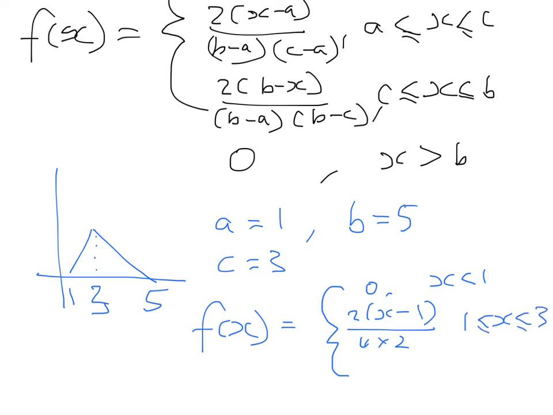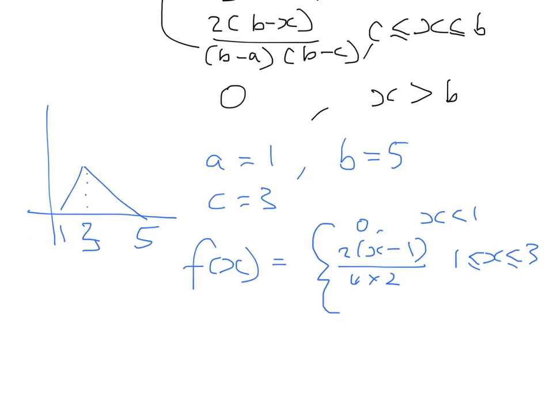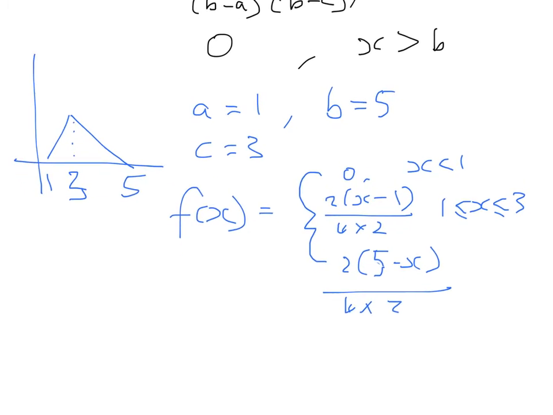Right. We look at the next part of it. Two lots of b minus x, which is 5 minus x. Let's just tidy that up. 5 minus x all over b minus a, which is 4, times 5 minus 3, 2. Alright, and then that's between 3 less than or equal to x less than or equal to 5, and 0 where x is greater than 5.